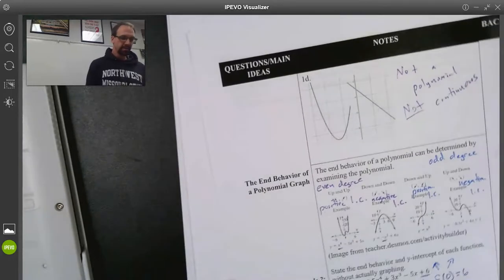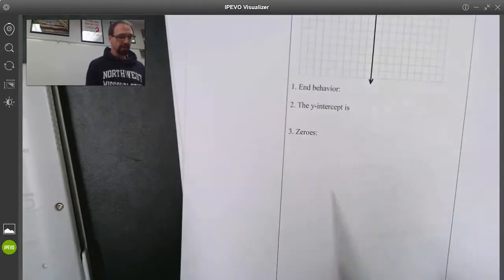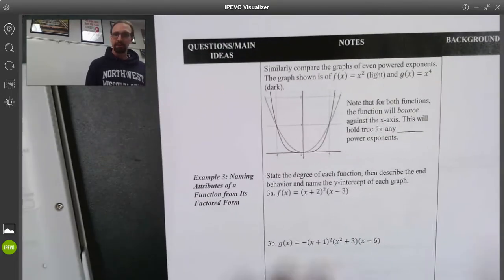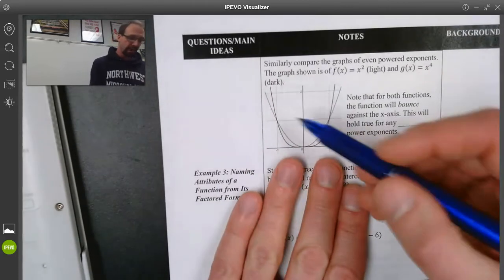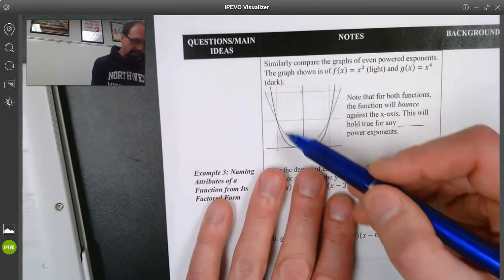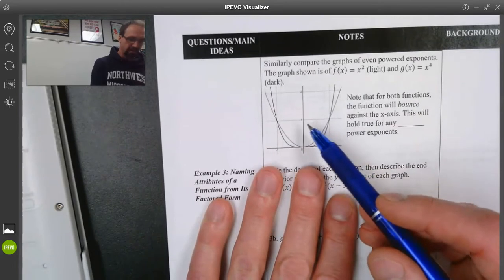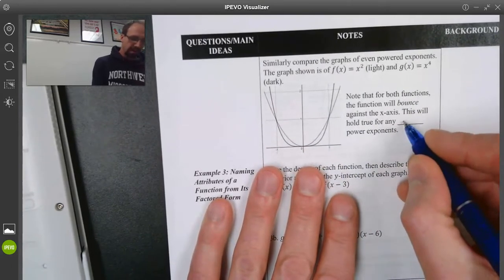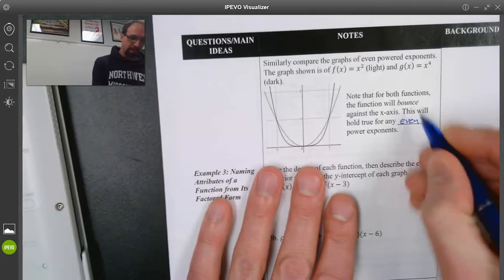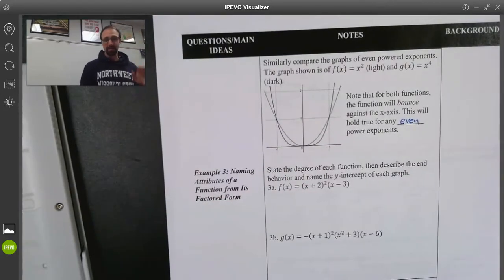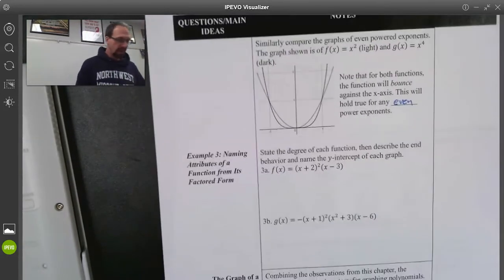And then when you have an even power, we have a situation where we bounce. So in this case, f of x, x squared, is the light one, and g of x, x to the fourth, is the darker colored one. These will bounce against the x-axis. So they touch and then they go away.